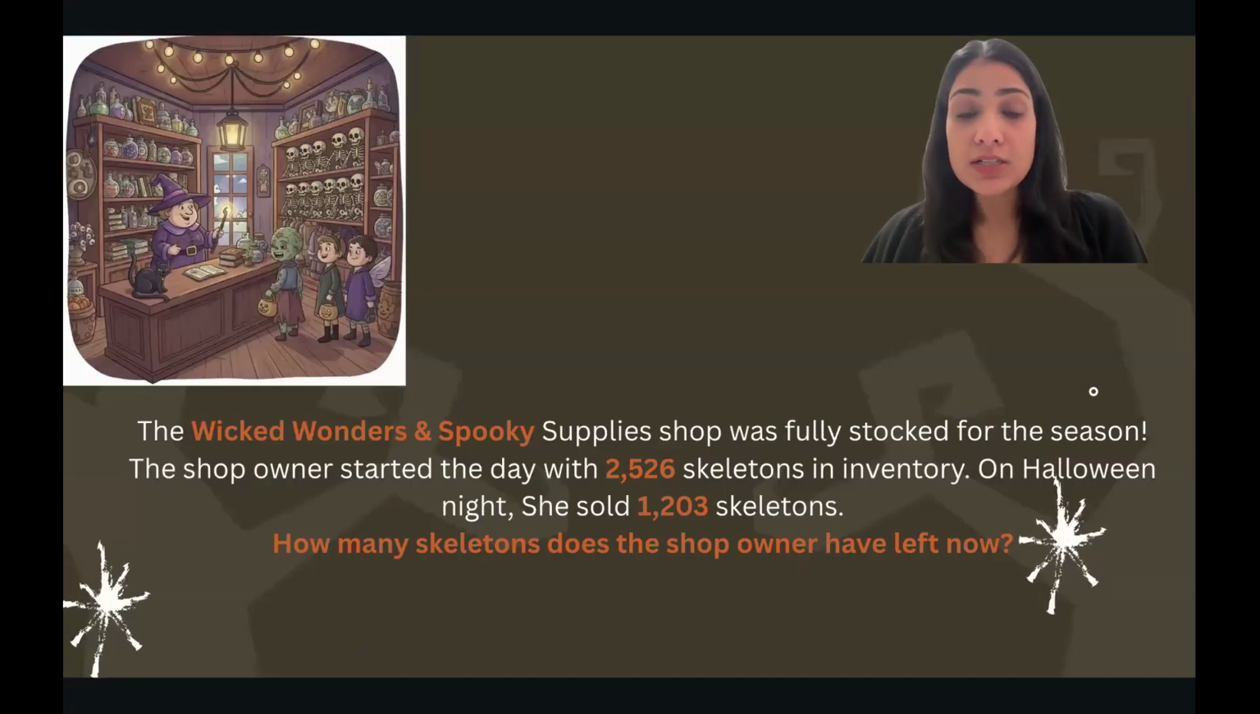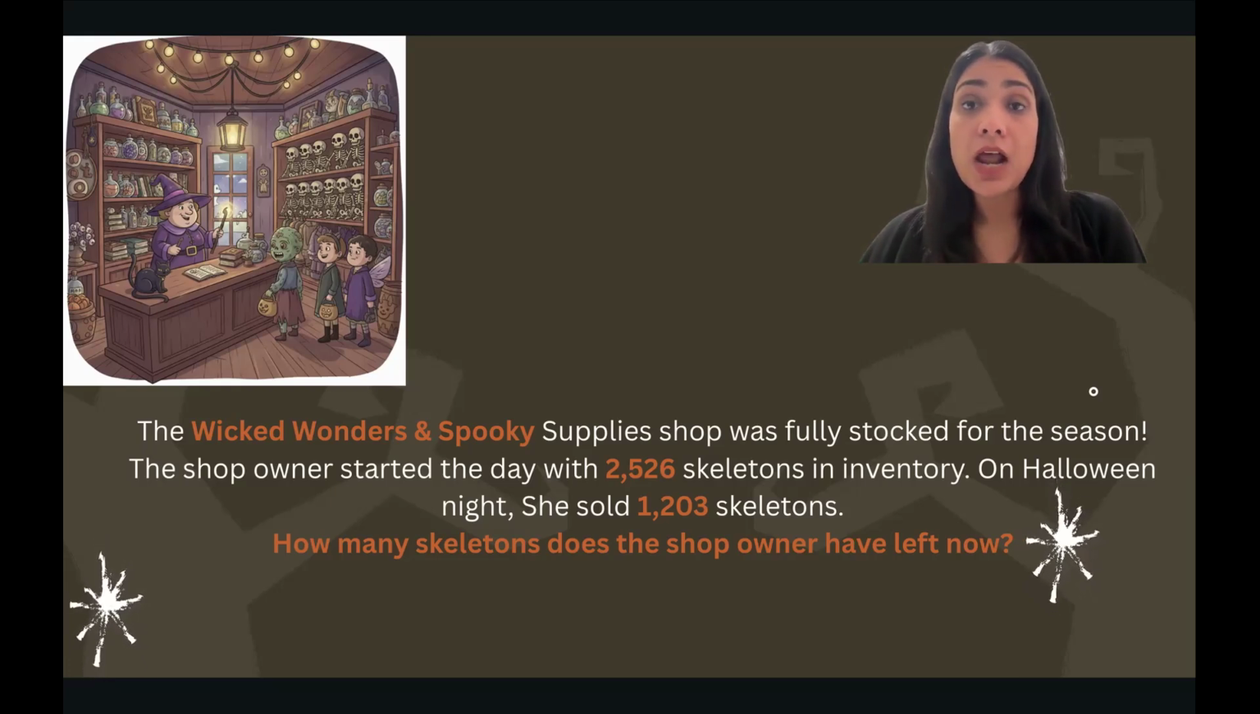The Wicked Wonders and Spooky Supply Shop was fully stocked for the season. The shop owner started the day with 2,526 skeletons. On Halloween night, she sold 1,203 skeletons. How many skeletons does the shop owner have now? What number operation should we use?